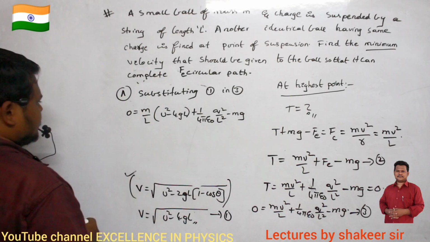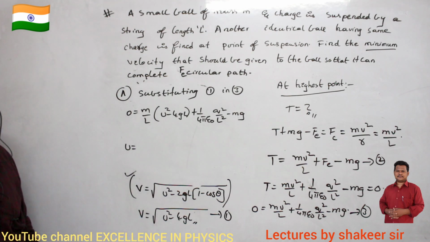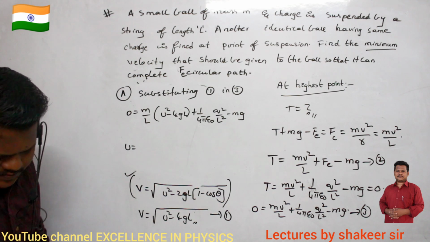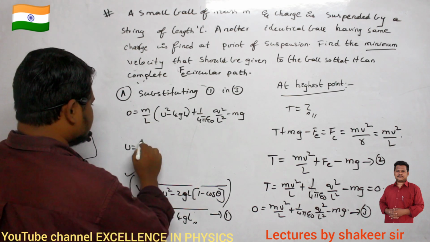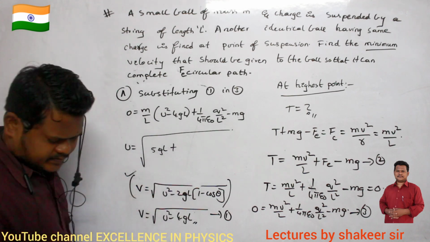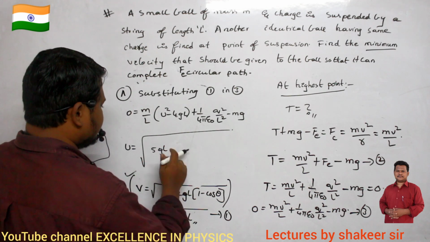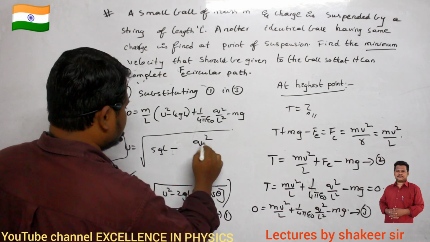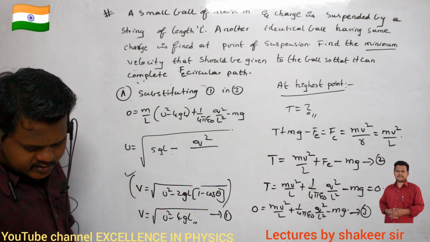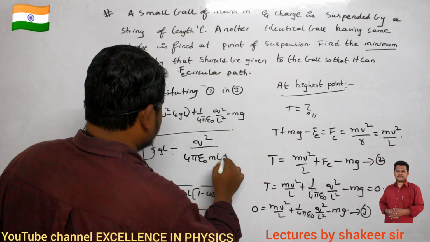Clear? So from this, what am I supposed to find out? The equation for initial velocity, and I am directly writing the equation. You can solve it afterwards. So u is equal to square root of 5GL minus Q square divided by 4 pi E naught into ml.